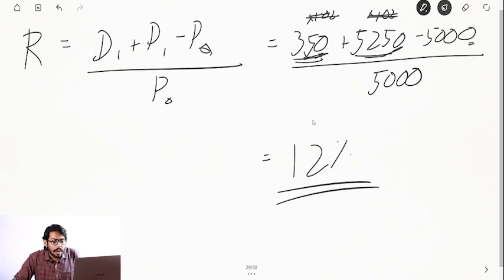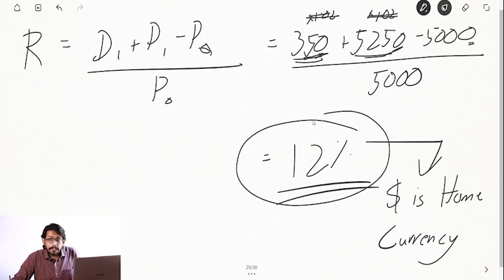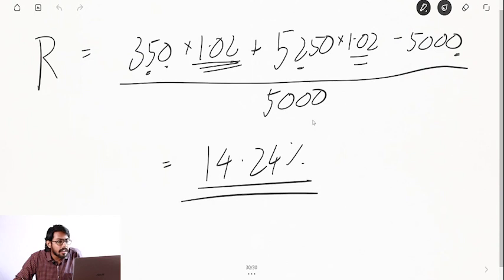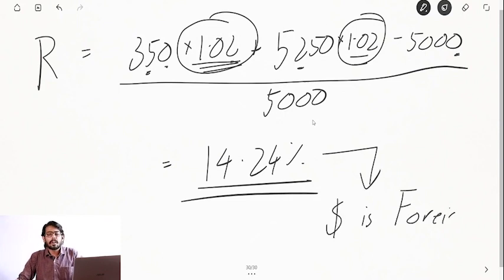So, if dollar is the home currency, then your rate of return is 12% itself. If dollar is a foreign currency for you, the increase in value of dollar has some relevance. Okay, so this is the rate of return if dollar is foreign currency. If dollar is a foreign currency, it's 14.24. If dollar is a home currency, it is 12%.